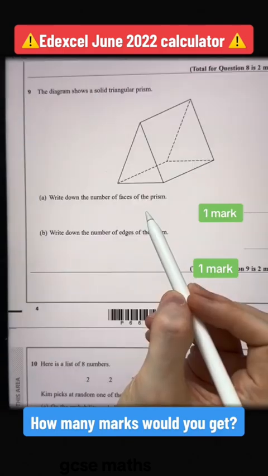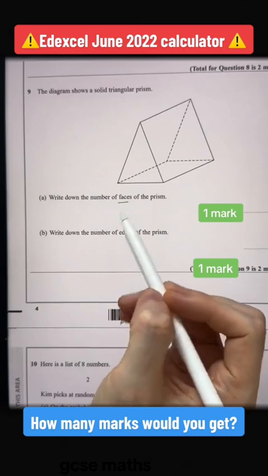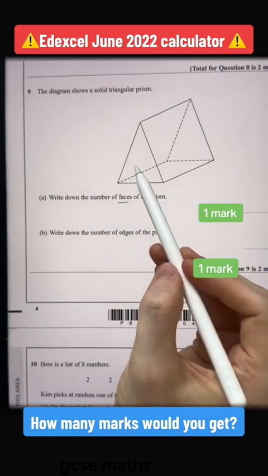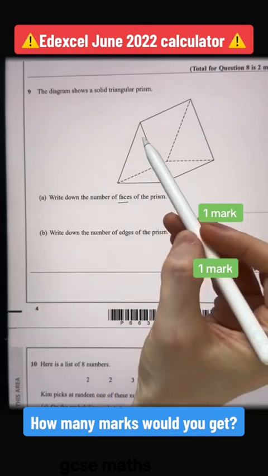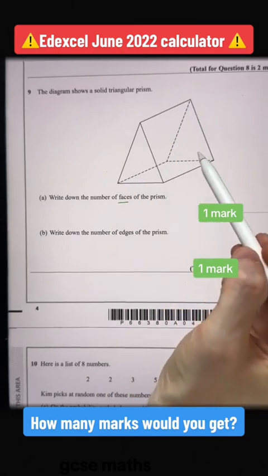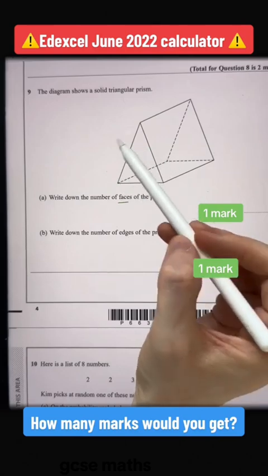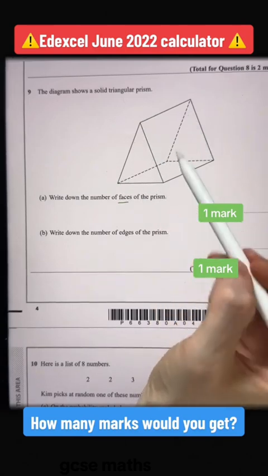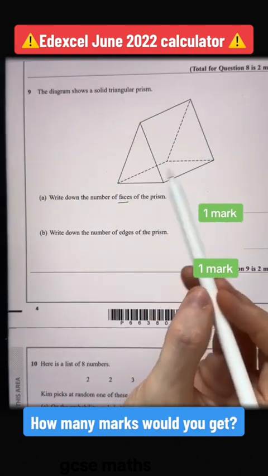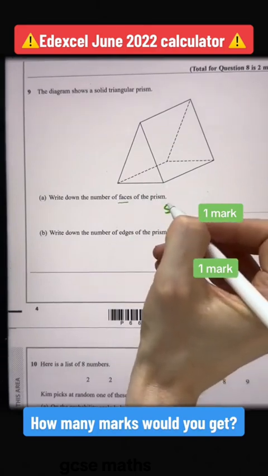Question 9. The diagram shows a solid triangular prism. Write the number of faces of the prism. Well, each of the faces is basically the flat surfaces. So I'm going to have a face here in the front, that's 1. A face here on the back, which is 2. I'm going to have a face going down the slope on the back, which is 3. A face here going down the slope on the right, which is 4. And I have the base, which is another face, which is 5.